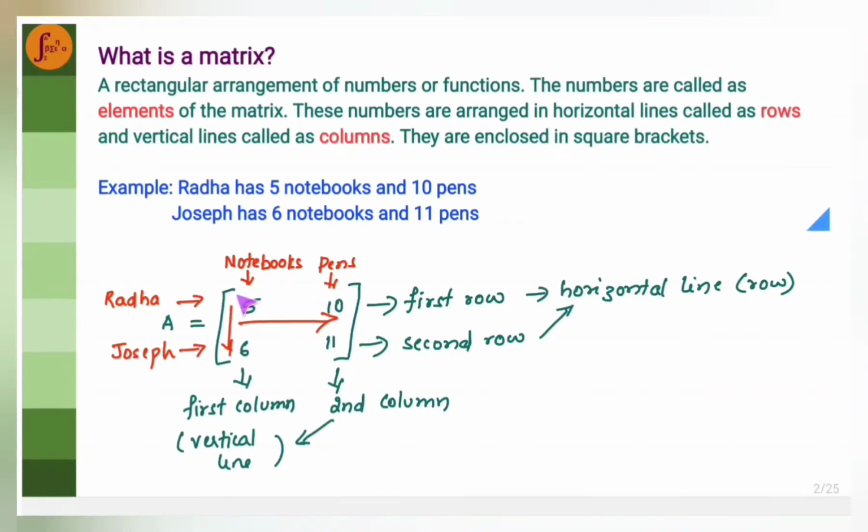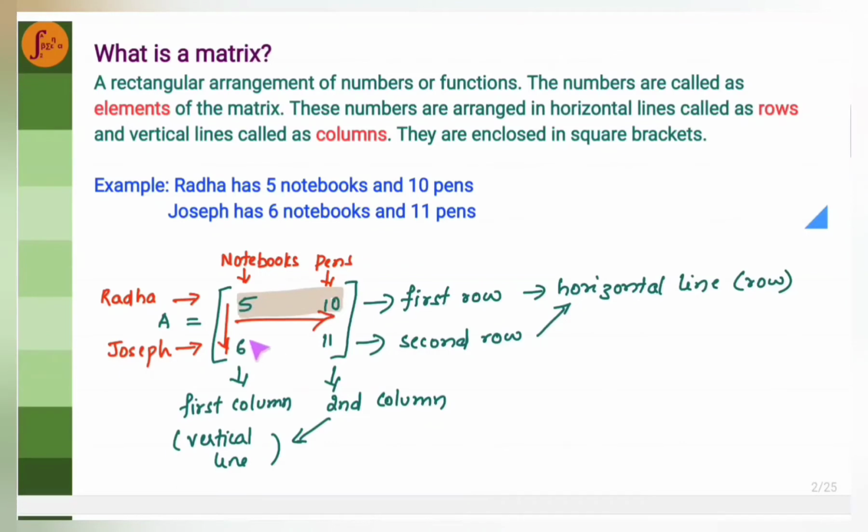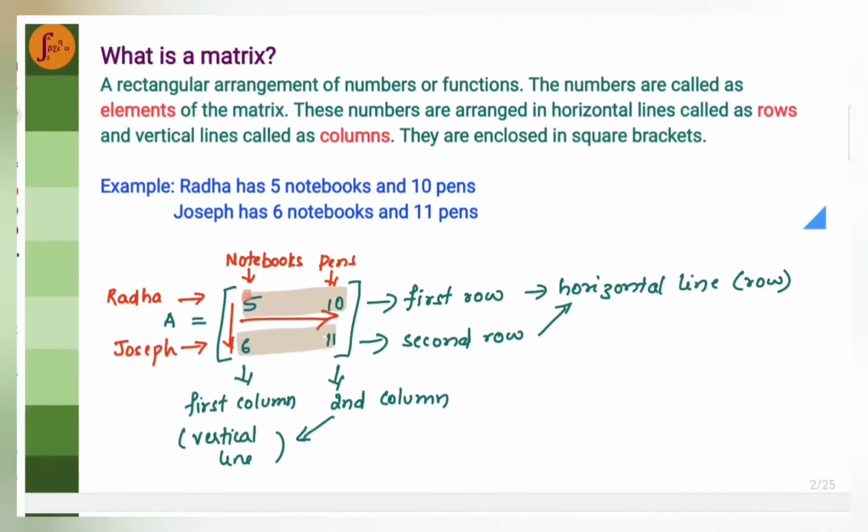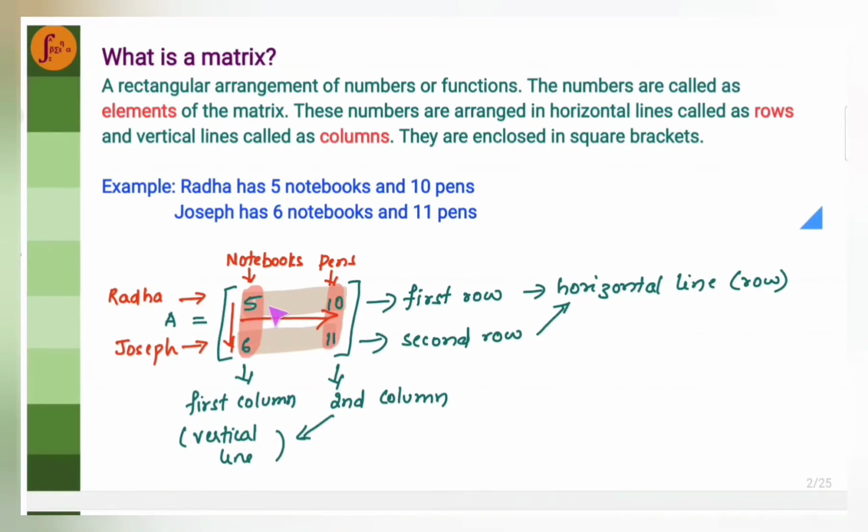So just to reiterate, this is the row, and this is the column. So this is the first row, this is the second row, this is the first column and this is the second column.